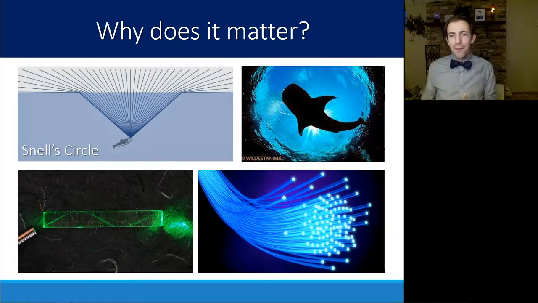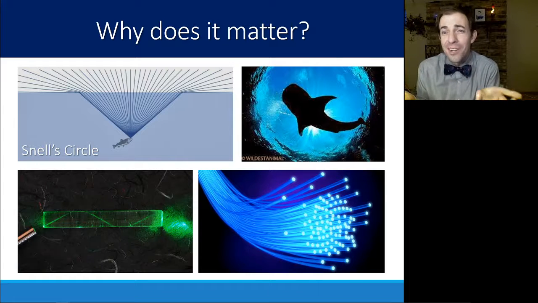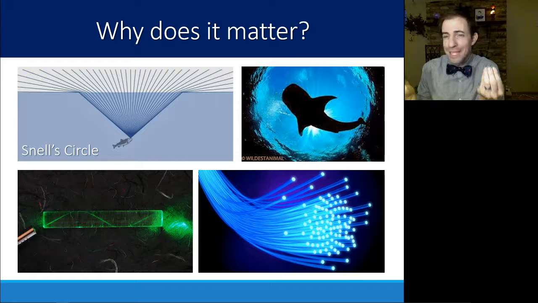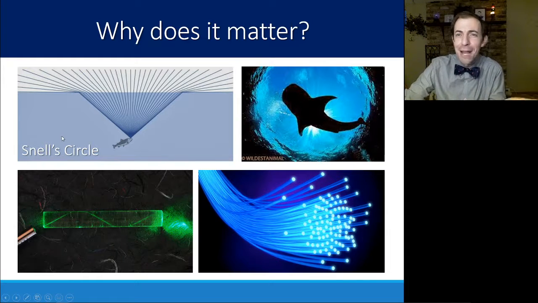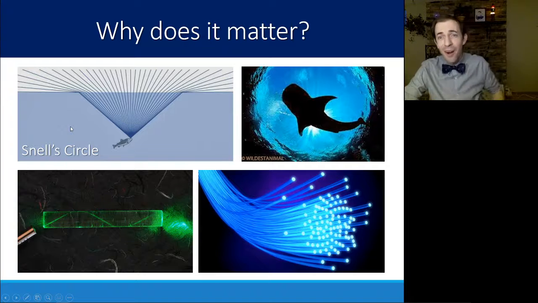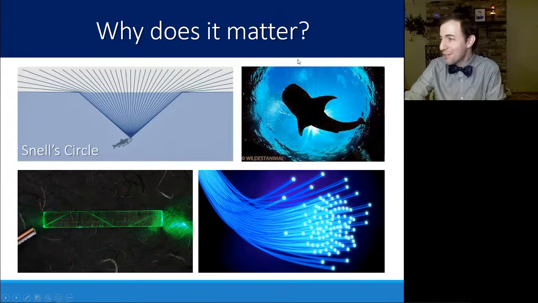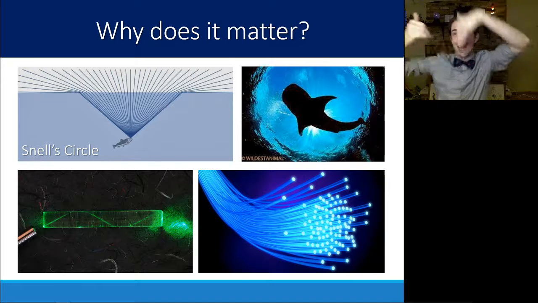So you might be wondering, why would this matter? This feels like a weird scenario that is just a quirk of how refraction works. Well, it is an important application, both for some interesting things. There's a phenomenon known as Snell's circle. If you're underwater looking up, like you're a fish here looking up, you'll actually see just a circle of sky because your eyes can only see from where the light is coming.